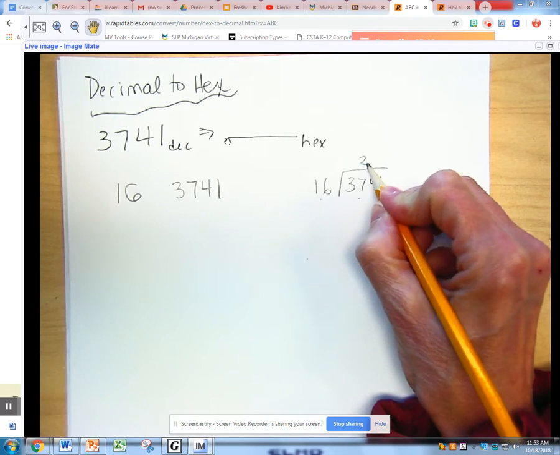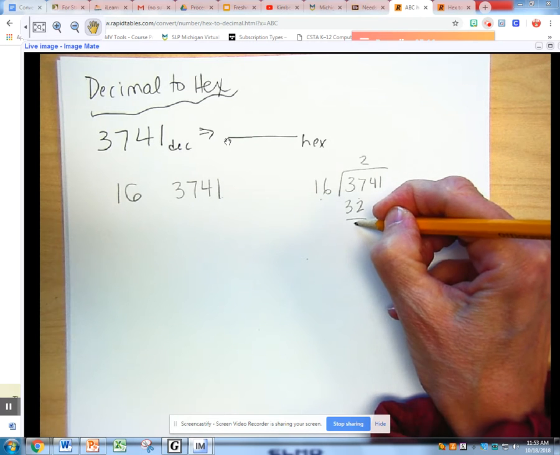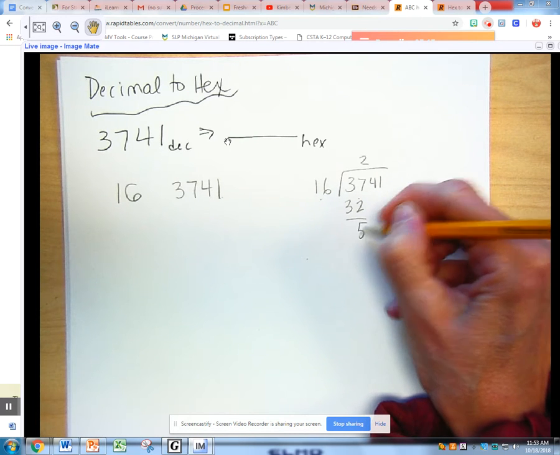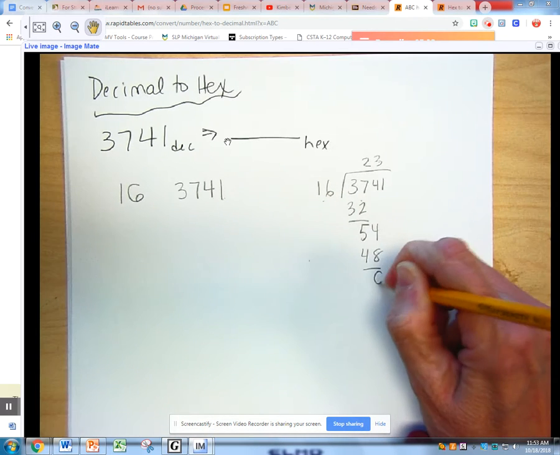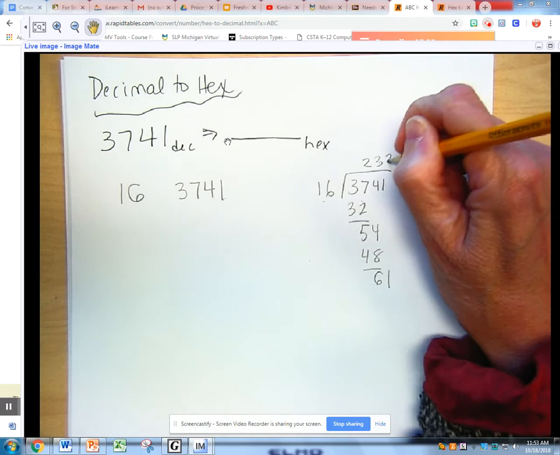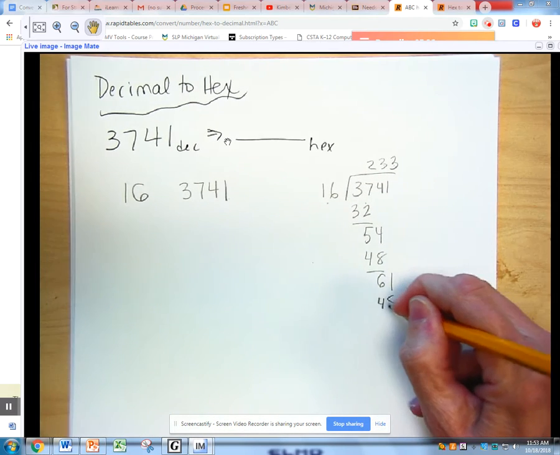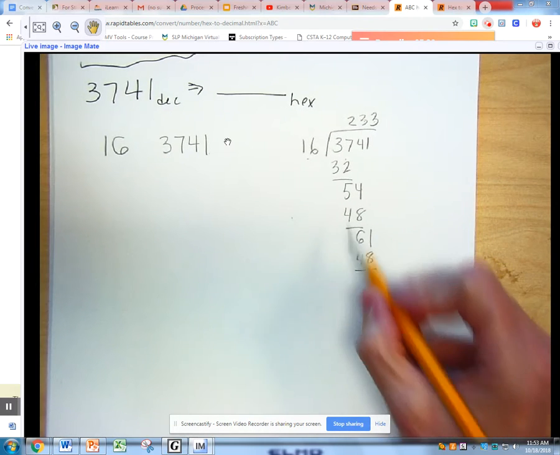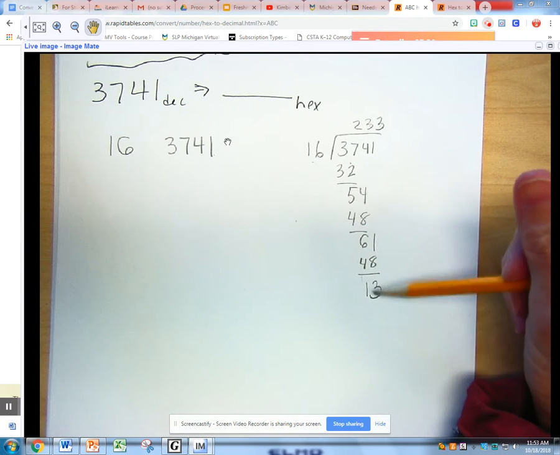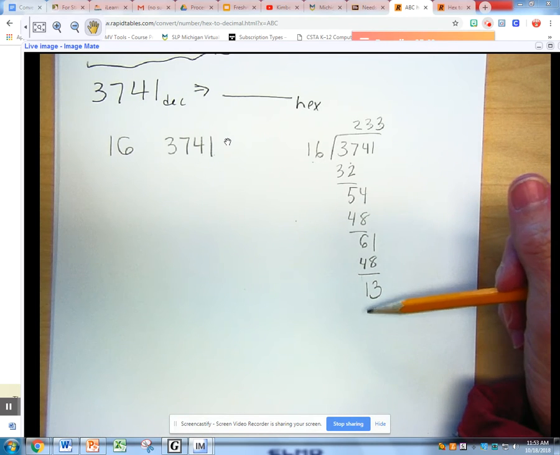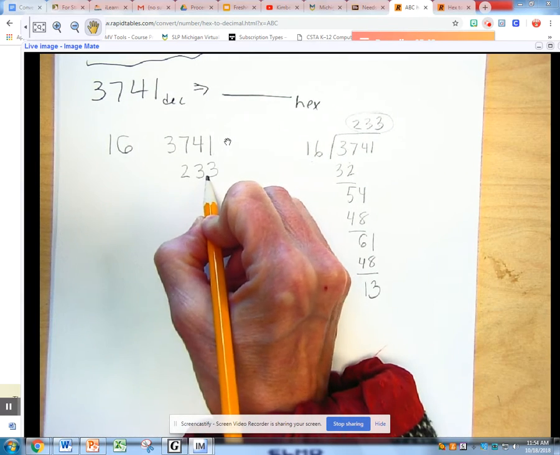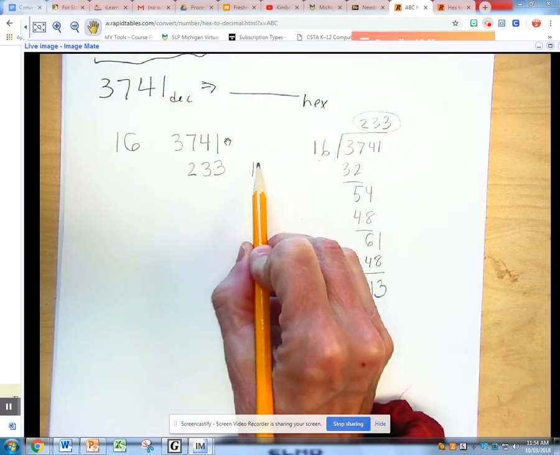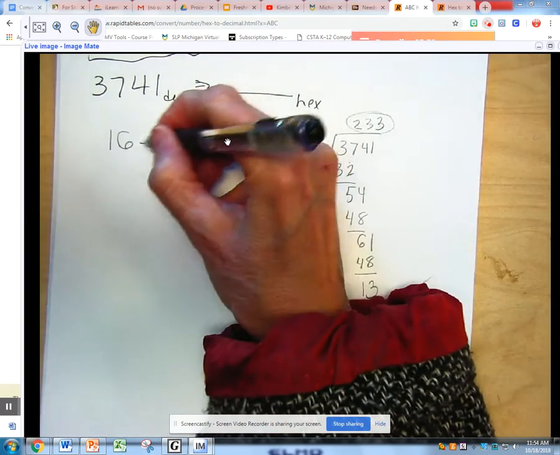16 goes into 37 twice. Subtract, you get 5, bring down the 4, 54. Then 3 times 16 is 48. Bring down the 1, 61. Times 3 again. 3 times 16 is 48. And if I do the math, my remainder is 13. So as long as this number is less than 16, I know I did this right. So now what I do is I write 233 right underneath our number, 3741, and then I put the remainder to the right. Remember this, we went like this.